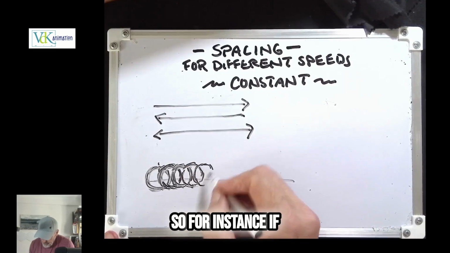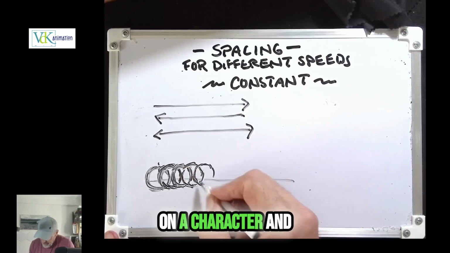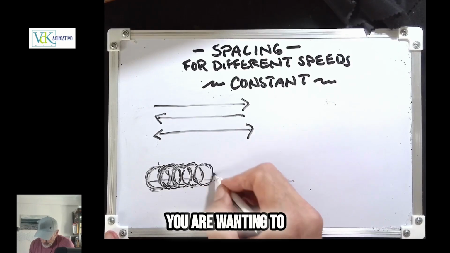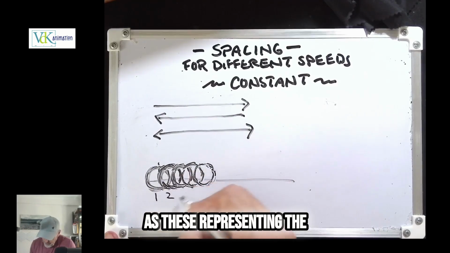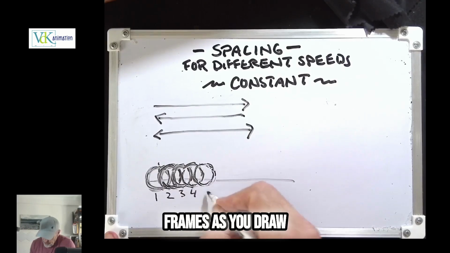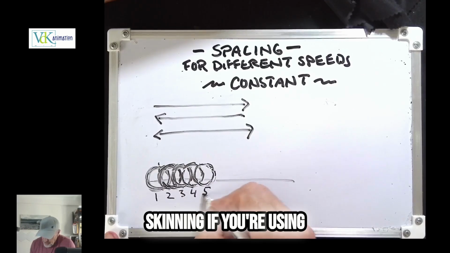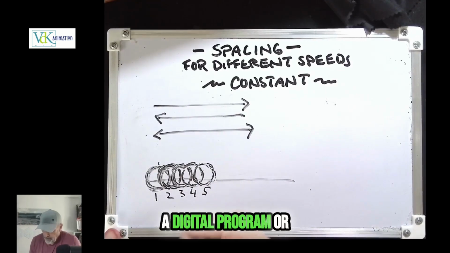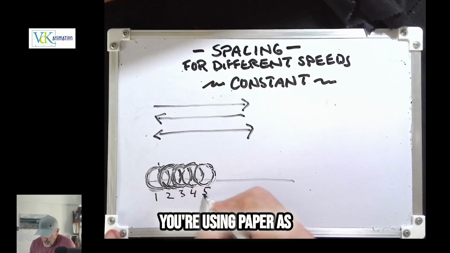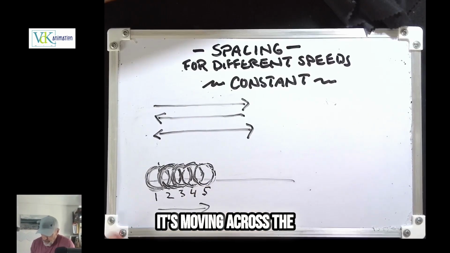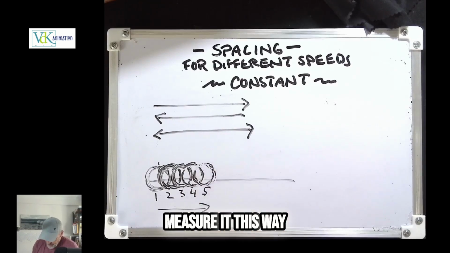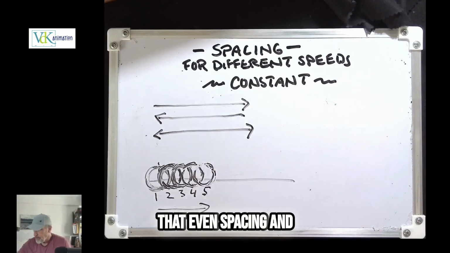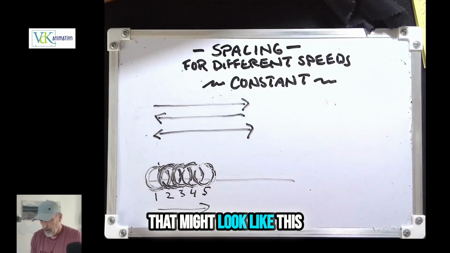So for instance, if you're drawing a head on a character and you want to have it move at a constant speed, then as these represent the frames as you draw, each one using onion skinning if you're using a digital program, or a light table if you're using paper, as it's moving across the page, you want to measure it this way so that you have that even spacing. And that might look like this.